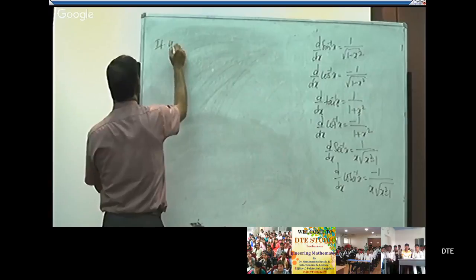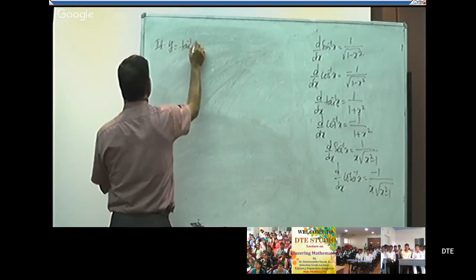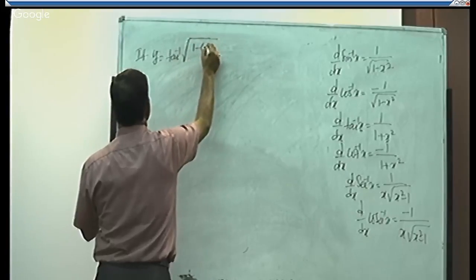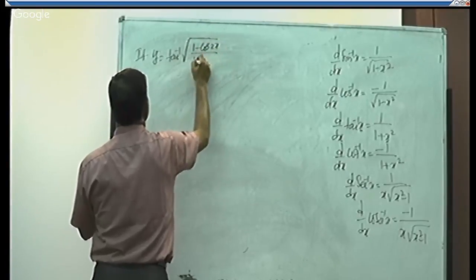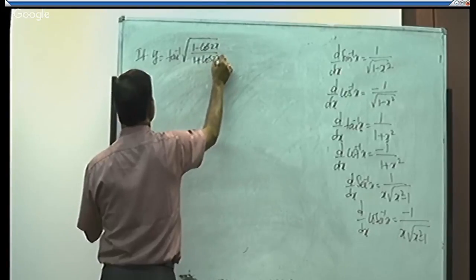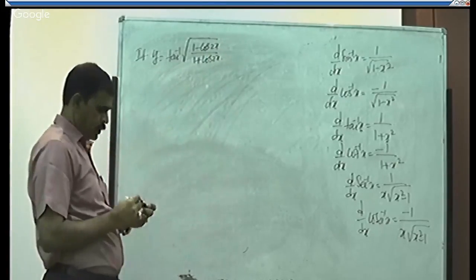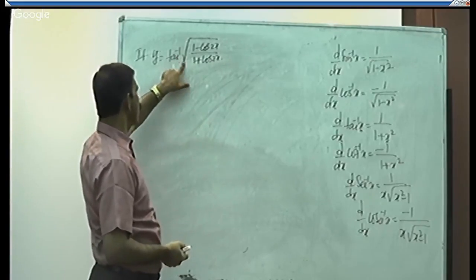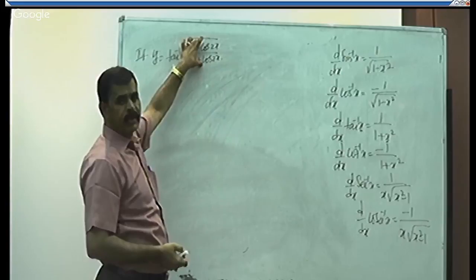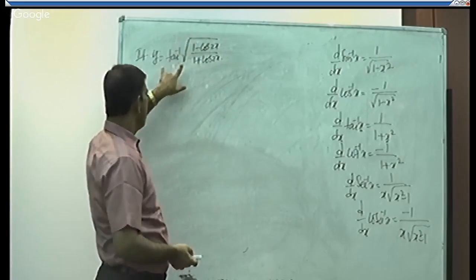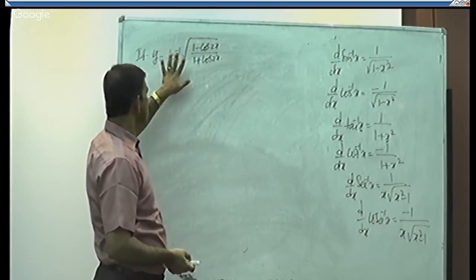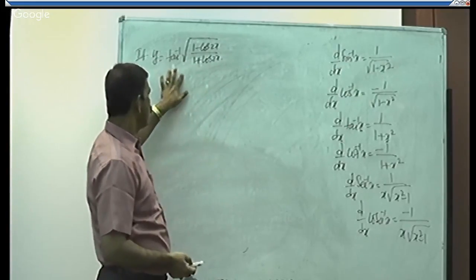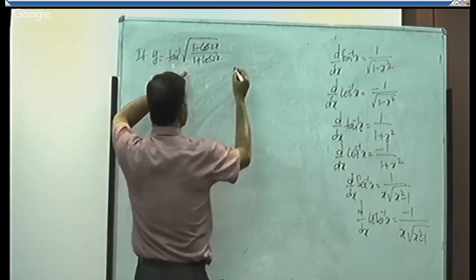If y is equal to tan inverse of root of 1 minus cos 2x by 1 plus cos 2x. It is a function of function. It is tan inverse of root of function. The function is in quotient form. If I do it according to chain rule, it takes more number of steps. We want the derivative. We can get it by the substitution method also.